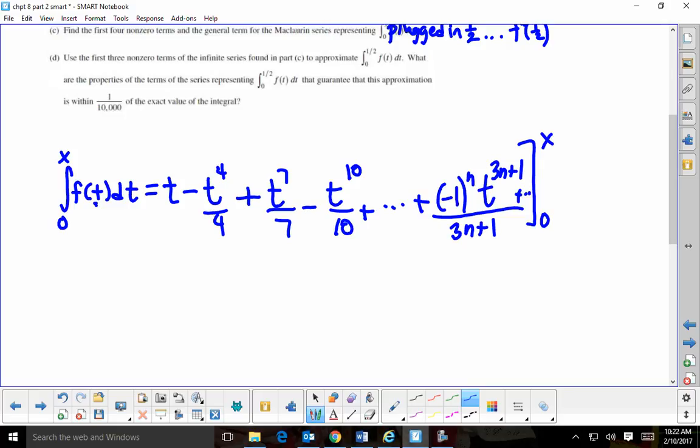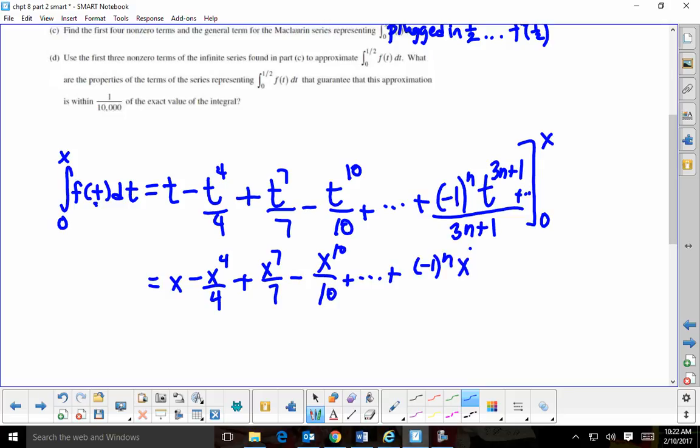So let's plug in my x. Minus, plug in my 0. Oh, what do they all go to? 0. Right? So we're done. How many terms did I have to do? 4? Okay.